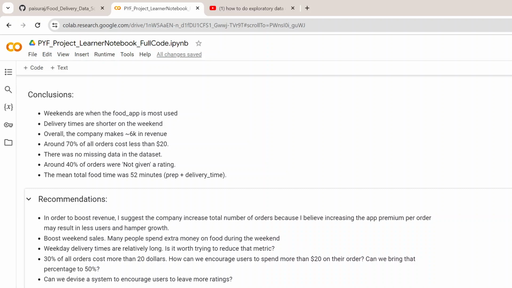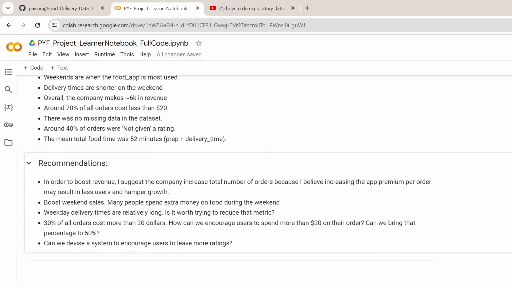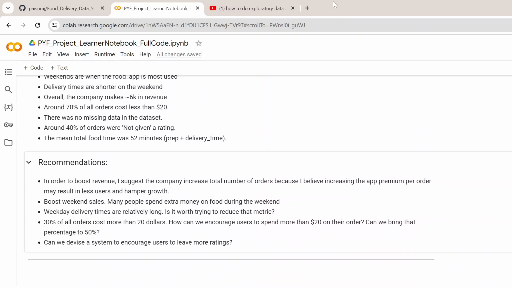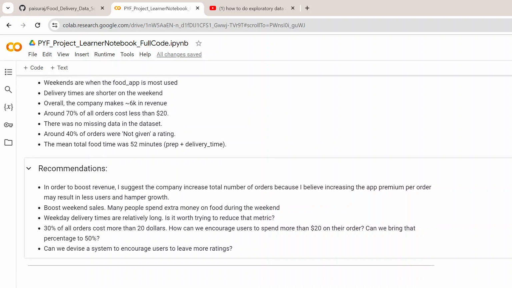30% costs more than $20. Is there a way we can encourage people to spend more than $20? This is an interesting, I guess, marketing type of thing, where we can ask, is there some type of incentive structure we could put in place? And lastly, can we devise a system that encourages more ratings? I'm assuming this has either a desktop application or a mobile app. Is there some sort of notification push that we could do that would encourage people to leave a review? That's worth looking into.